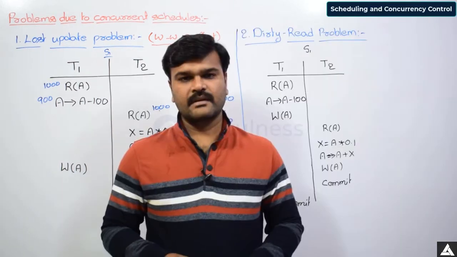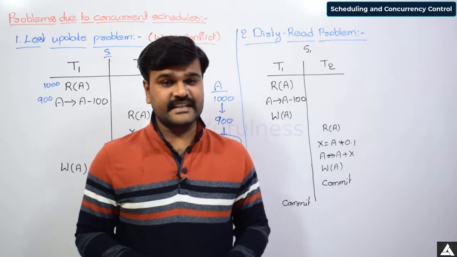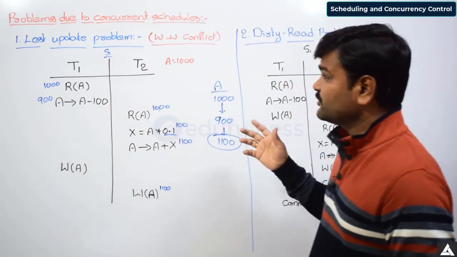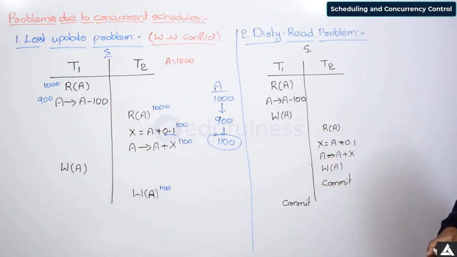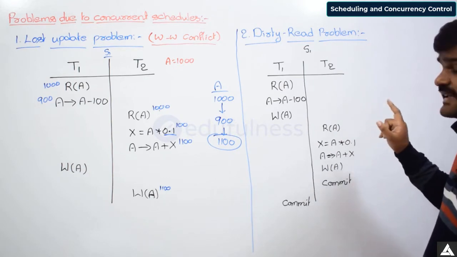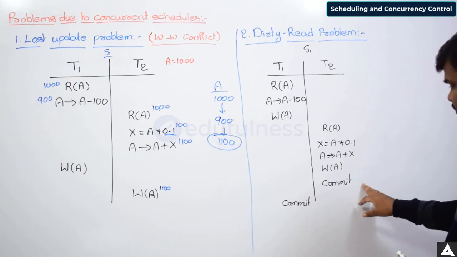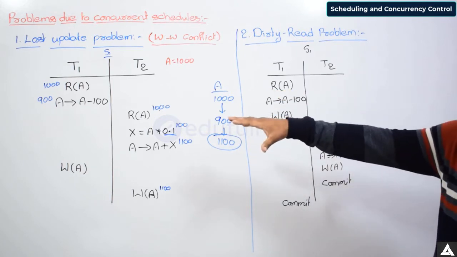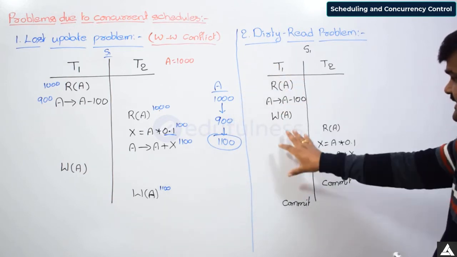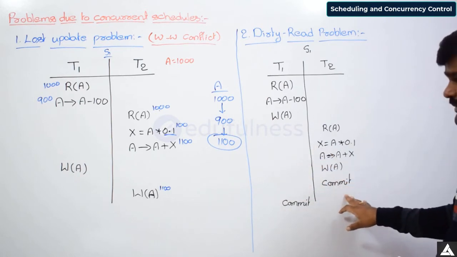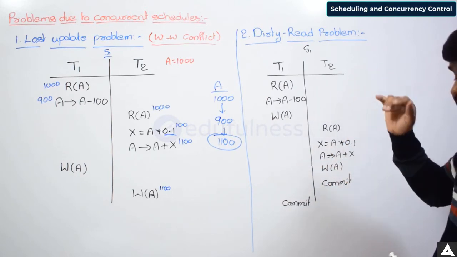Now let us see the next problem due to concurrent schedules. The second one is the dirty read problem. This is also a very important one, as you can see here. First of all, we took the same set of operations for each transaction, but their order is different. That is why this is a different schedule.